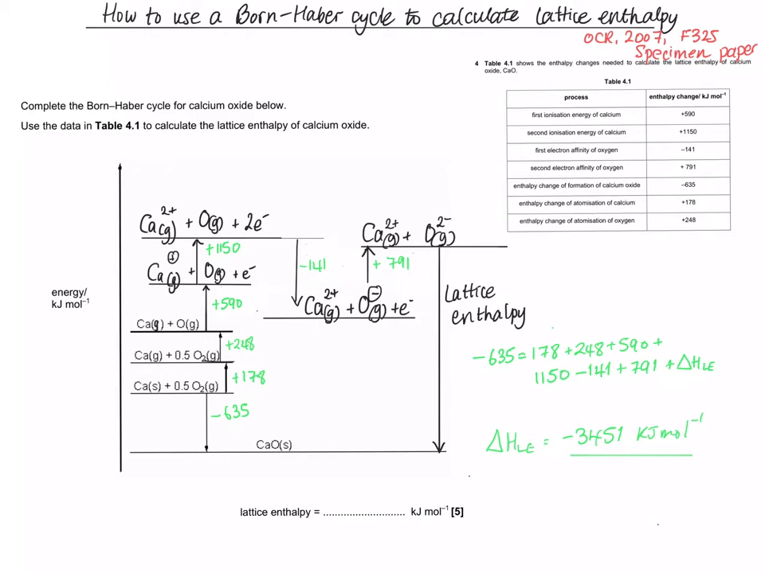Now the question asks us to use the data to calculate the lattice enthalpy of calcium oxide. So if we rearrange this equation, or put it in the calculator, we find out the lattice enthalpy, this arrow here, is equal to minus 3451 kilojoules per mole.